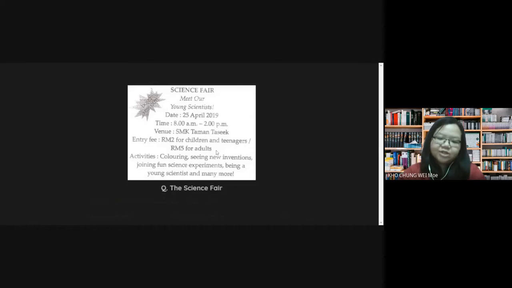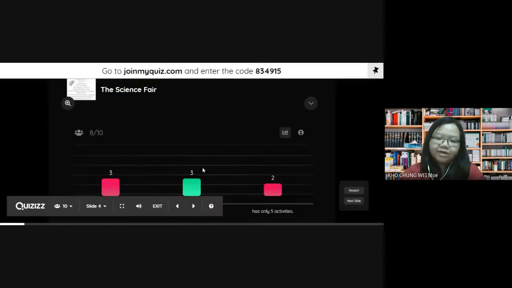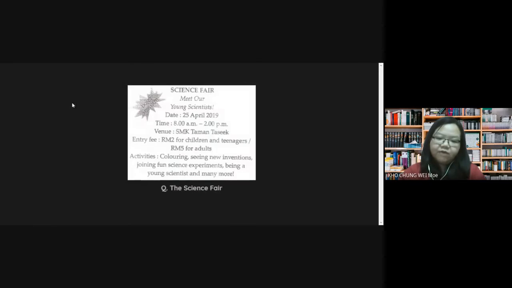Children, teenagers, and adults, referring to people of all age groups. Right? So the second option is correct. The third option said it has only 5 activities. If you look at the text, it said "and many more." Right, it gives you coloring, seeing new inventions, joining fun science experiments, being a young scientist.